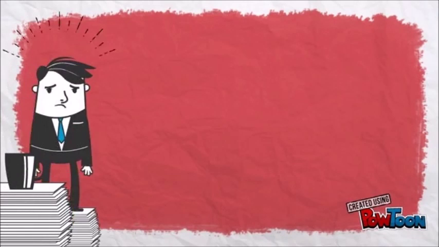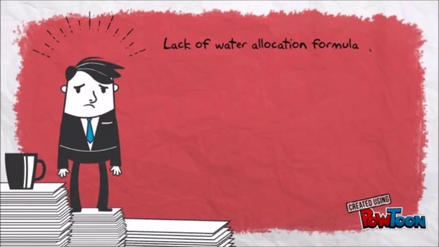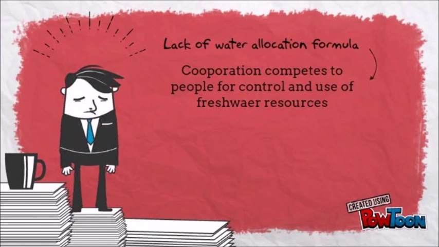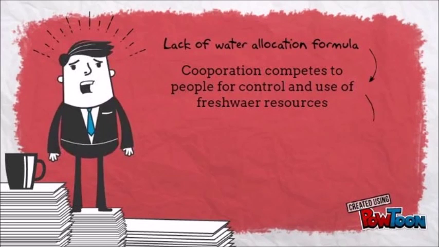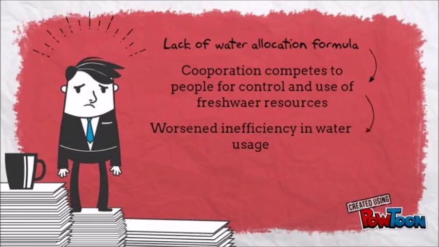Then, the next problem is the lack of a water allocation formula. Corporations also directly compete with the people for the control and use of available freshwater resources. Weak water use regulation and enforcement worsen inefficiency in water usage, along with the absence of regulations, economic incentives, and institutional arrangements needed to promote water conservation and rational use of water.